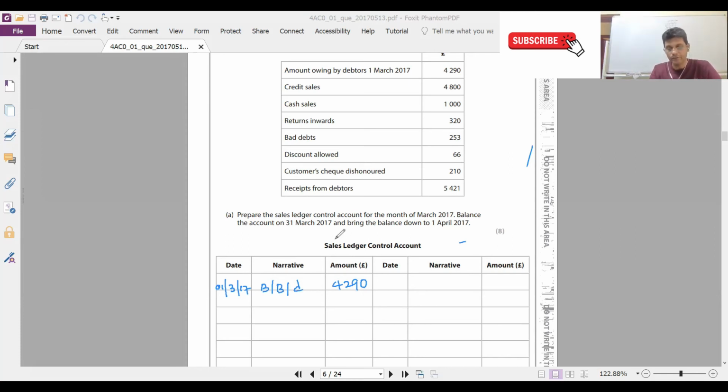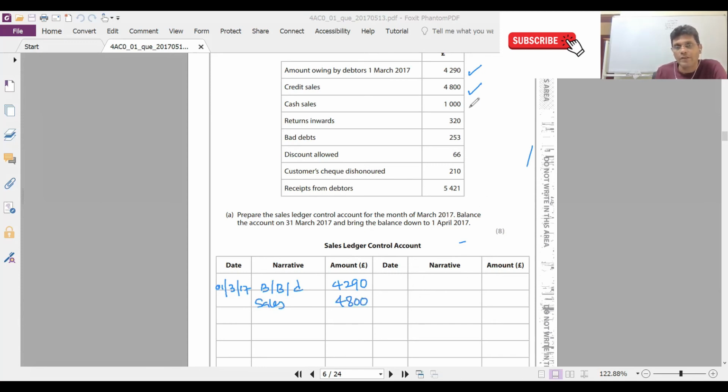Then what other balance do you have to take? We took the opening balance. Credit sales, how much? 4,800, no? So how do you record that credit sales? You need to debit your sales ledger control account, right? So you can say sales 4,800.